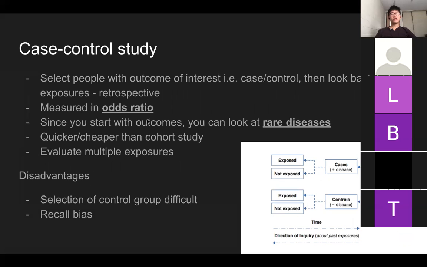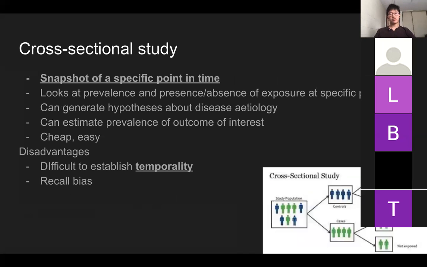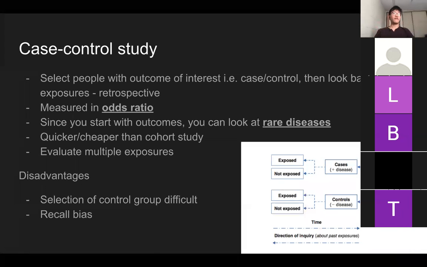And since you start with your outcomes, you can look at rare diseases. So I can find 10 people with a really rare disease and use them as my cases. Whereas if I do a cross-sectional study, it's much more difficult to get a group of population which would have as many people with that said rare disease. It's relatively cheap and relatively quick as well. And you can evaluate multiple exposures because you look at different cases and say, were you exposed to this, were you exposed to that, et cetera, et cetera.